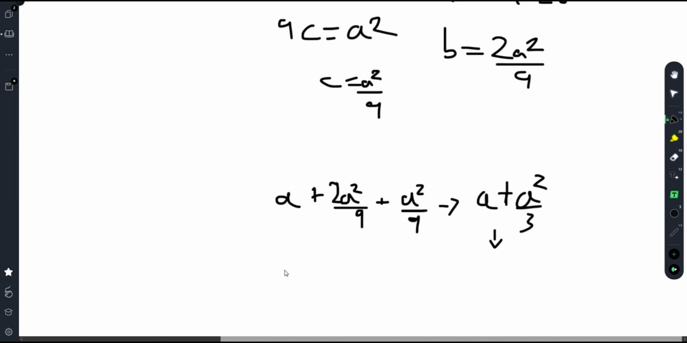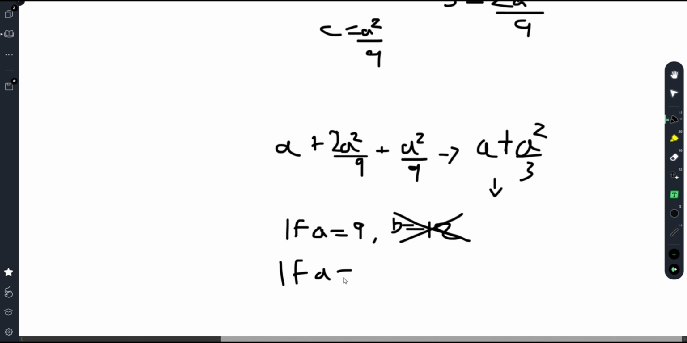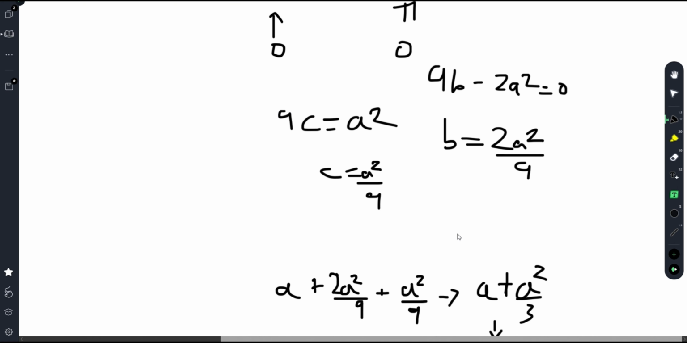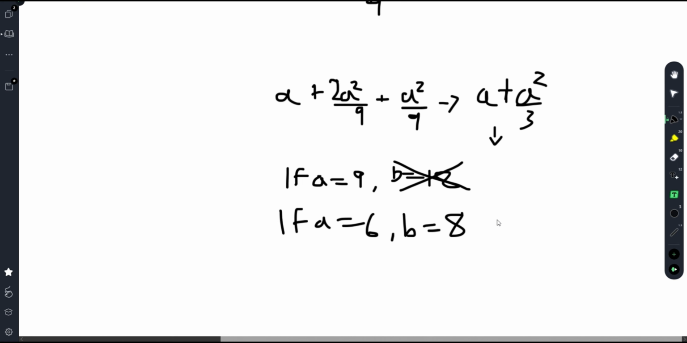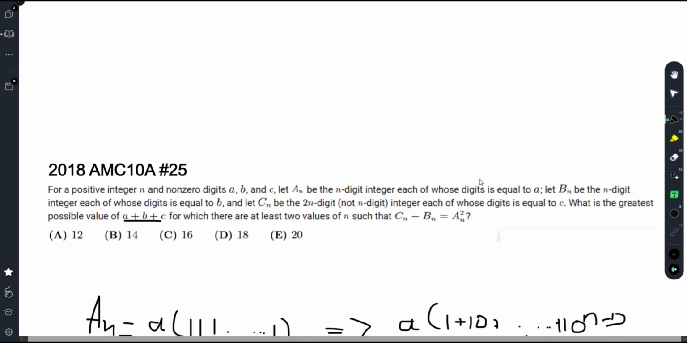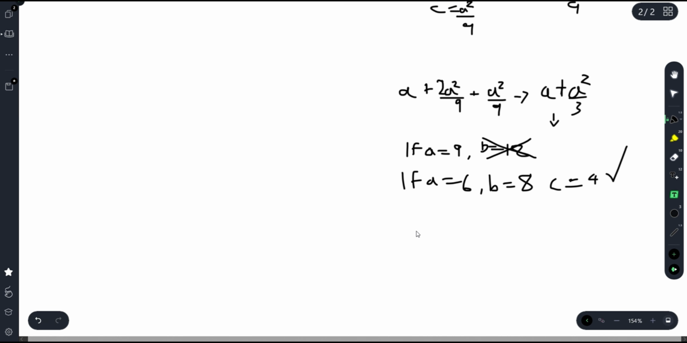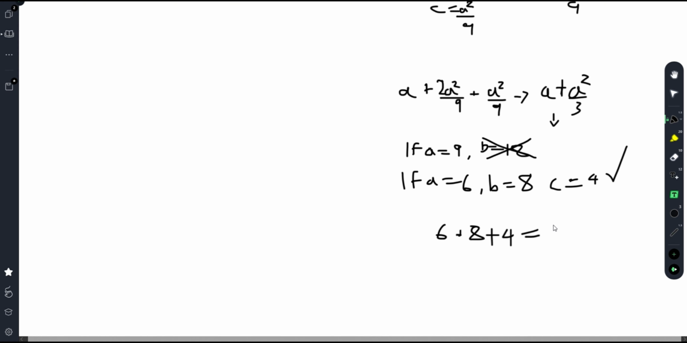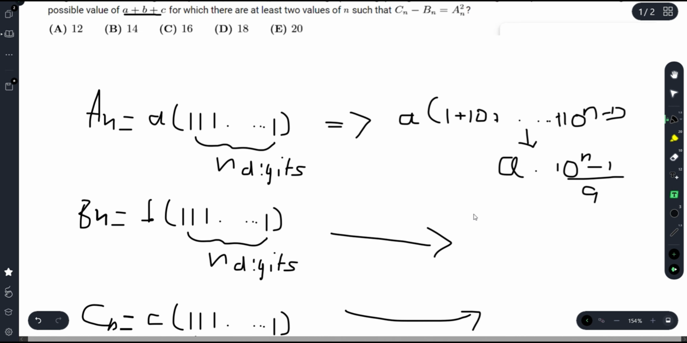For 9, if a is 9, then b is 18. And obviously that can't work because b has to be a digit. If a is 6, b is, well, 36 divided by 9 is 4, so b is 8. And c is b over 2, so c is 4. So this actually works. So we're trying to find the greatest possible value for a plus b plus c. So we get 6 plus 8 plus 4, and that gives us 18. And that is one of our answers.